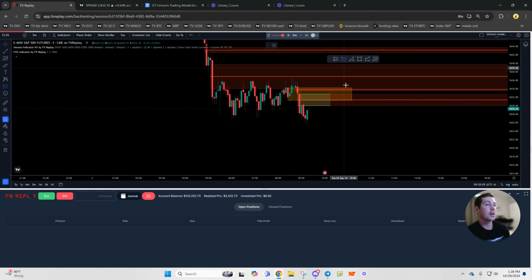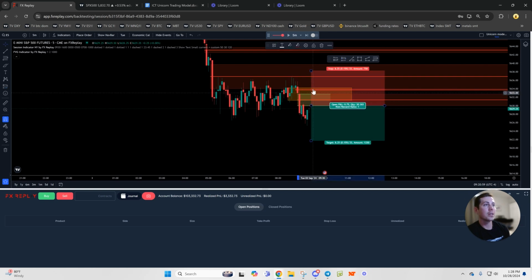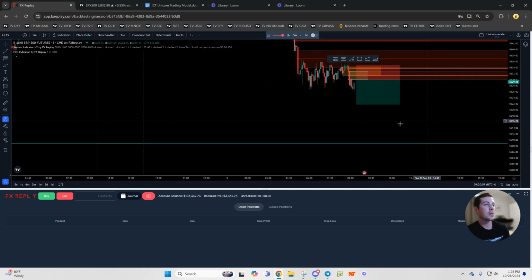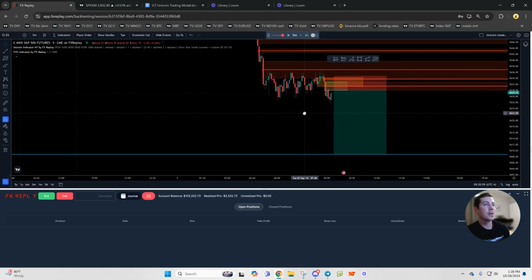So for simplicity, today I'm just using kind of the first fair value gap or breaker of the overlapping as my entry. And then I'm going to use the body of the manipulation leg for my stop. Let me see where my draw on liquidity is down here. And it's obviously going to be a good ways before our two standard deviations.